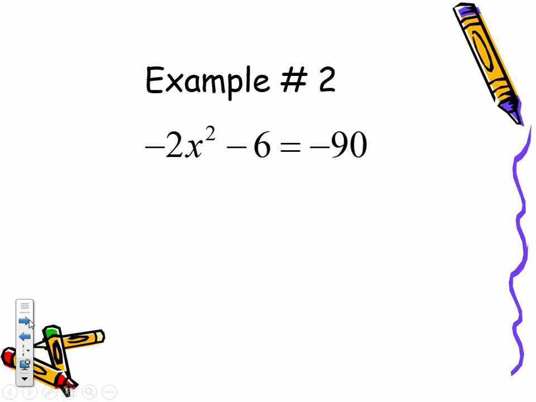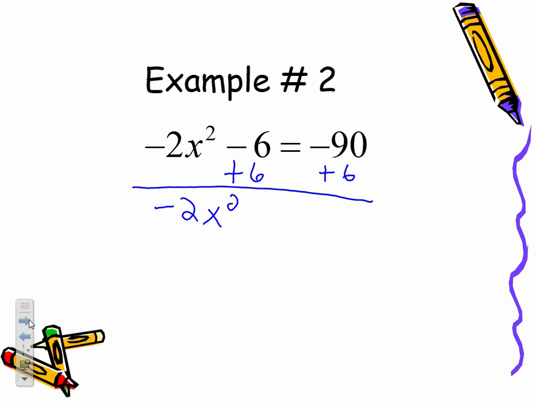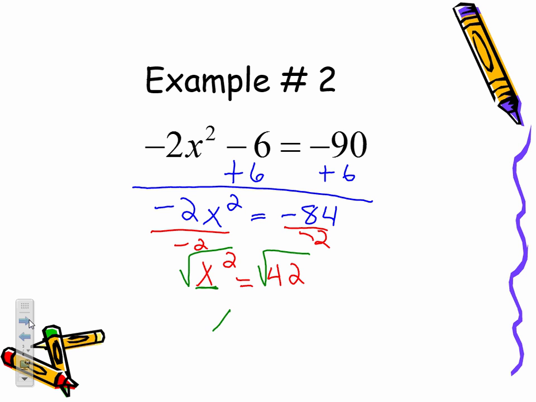Moving on. Here we go, example number 2. We need to solve for x squared, so we're going to add 6 on both sides. We're going to get negative 2x squared equals negative 84. Now, to get x squared by itself, we're going to divide both sides by negative 2. X squared equals 42. Now here, to get our x all by itself, we're going to take the square root of both sides. Now x equals plus or minus square root of 42.